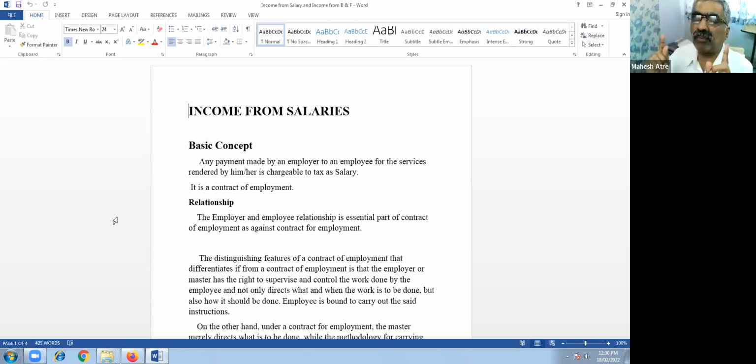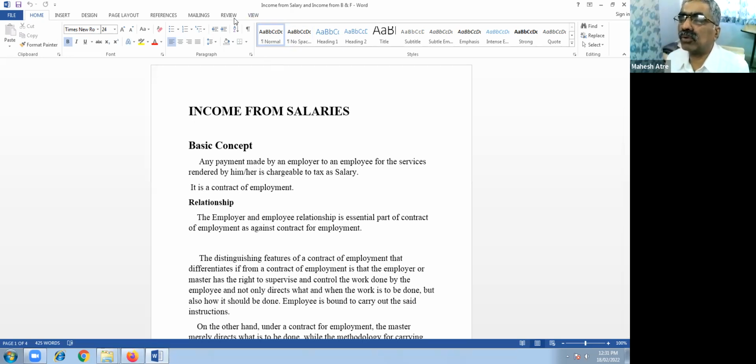If the relationship of two persons is not of employer and employee, it is not income from salary. So please try to understand the relationship. If they are employer and employee of each other, then what the employee receives is going to be salary. Now, you may call it remuneration, salary, labor charges, or wages, but the relationship is important.